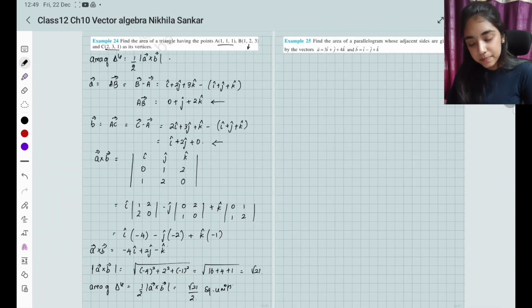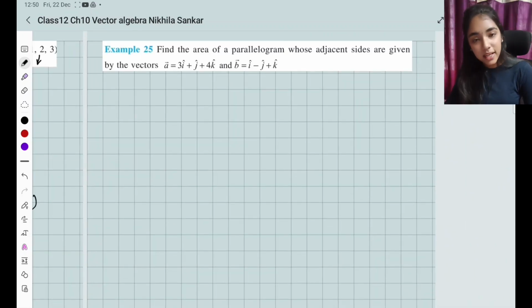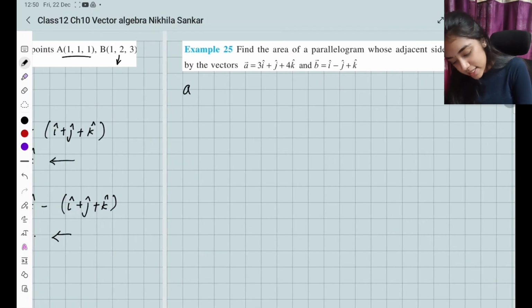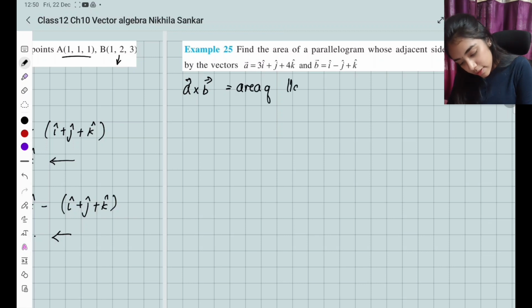Okay, please copy. Now they have given us to find the area of a parallelogram. What is a parallelogram? It is simply going to be A cross B. Okay, no half, nothing else. So this is going to be the area of the parallelogram. You can write parallelogram in short form like this.